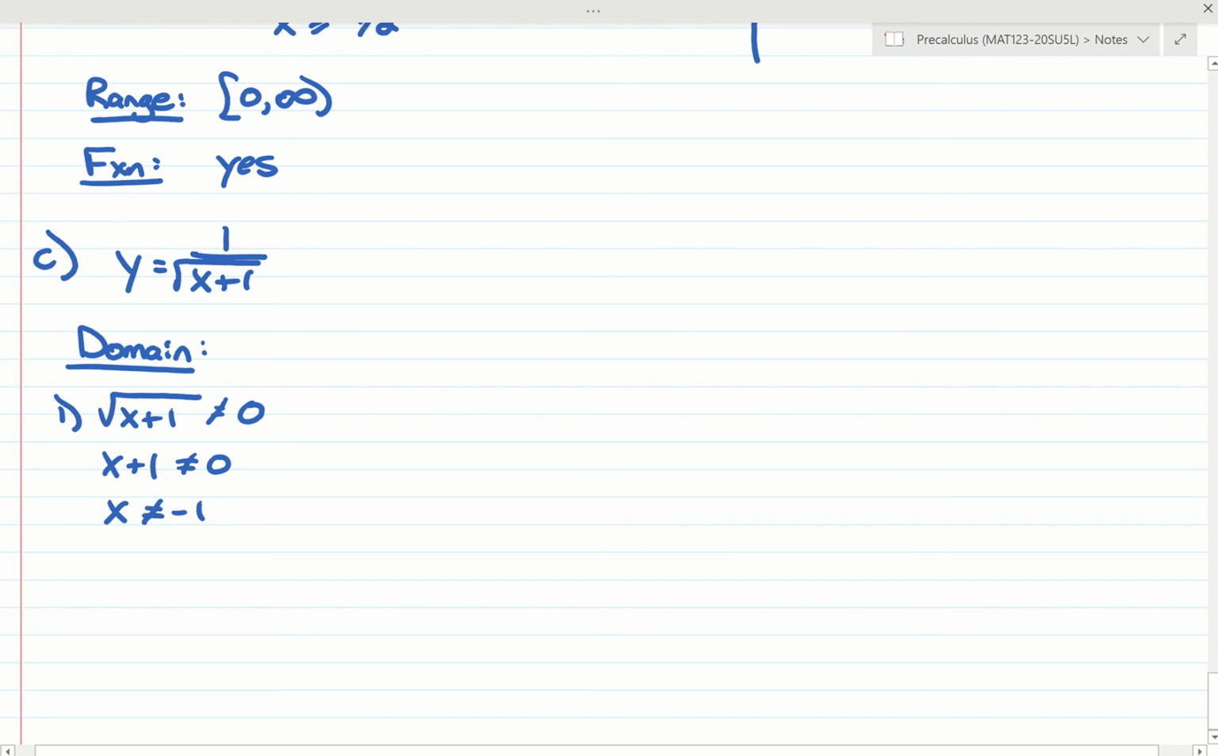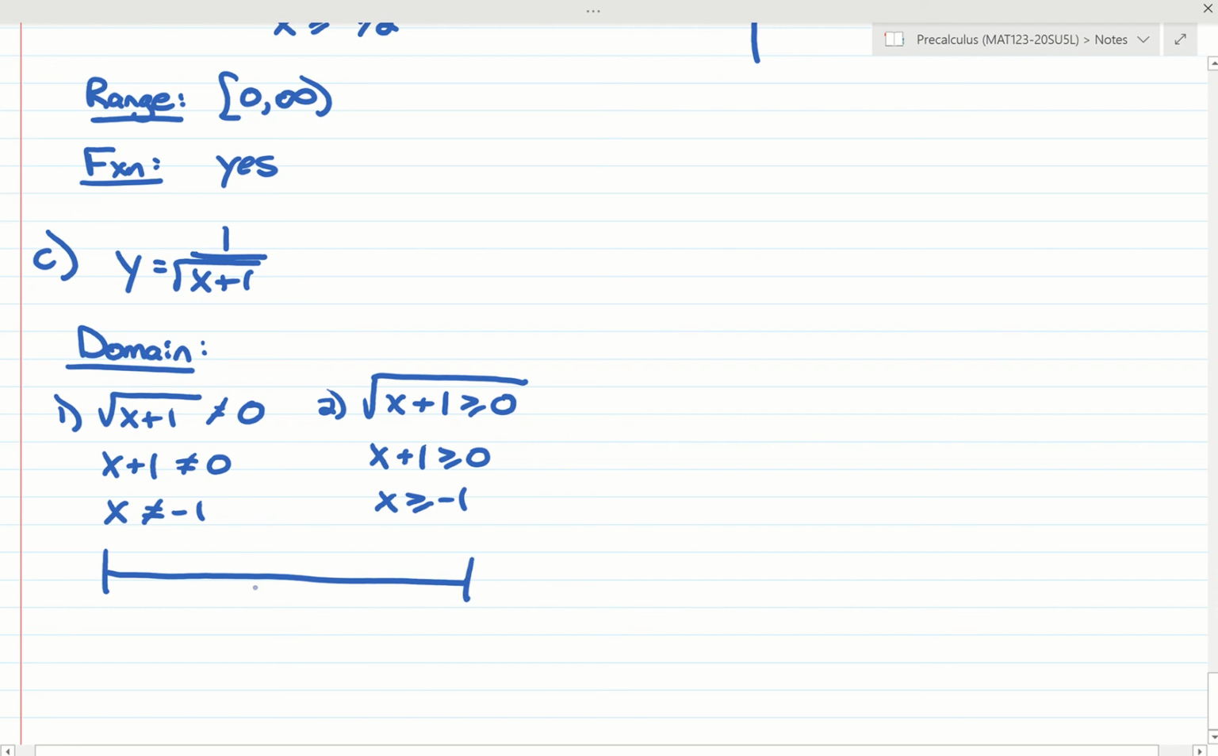Something else is we do have a radical, so second thing we have to do is we say what's inside the radical has to be greater than or equal to 0. So x plus 1 has to be greater than or equal to 0, so x is greater than or equal to negative 1. So let's combine these on a number line. Looks like negative 1 is our number. It can't be negative 1, and it has to be greater than or equal to. So let's compromise and say any number not including negative 1, but greater than it. We would list the domain here as negative 1 to positive infinity.